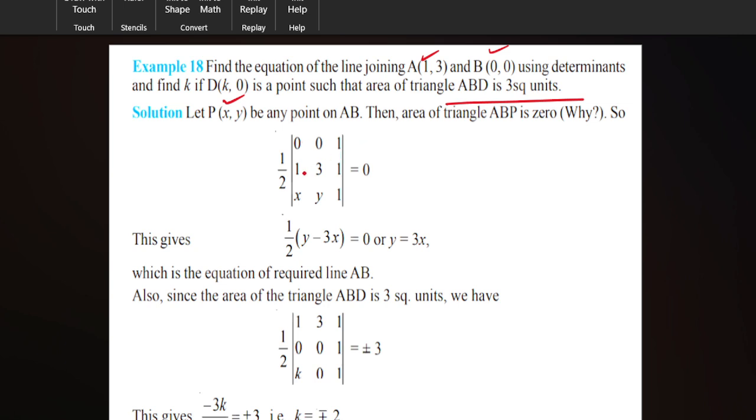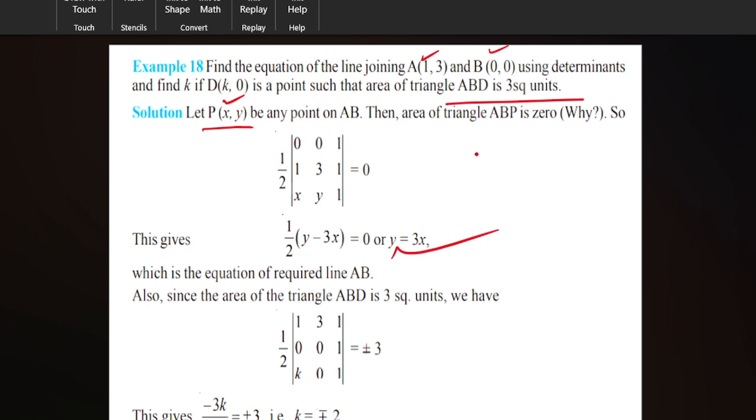So the determinant with rows 0, 0, 1, 1, 3, 1, and x, y, 1 equals 0. Here you have to find the equation of the line joining (1, 3) and (0, 0) using the determinant. So you will take any arbitrary point P(x, y) to get the equation. So first you will find the equation. Then find K, if D is a point such that the area of the triangle is 0.